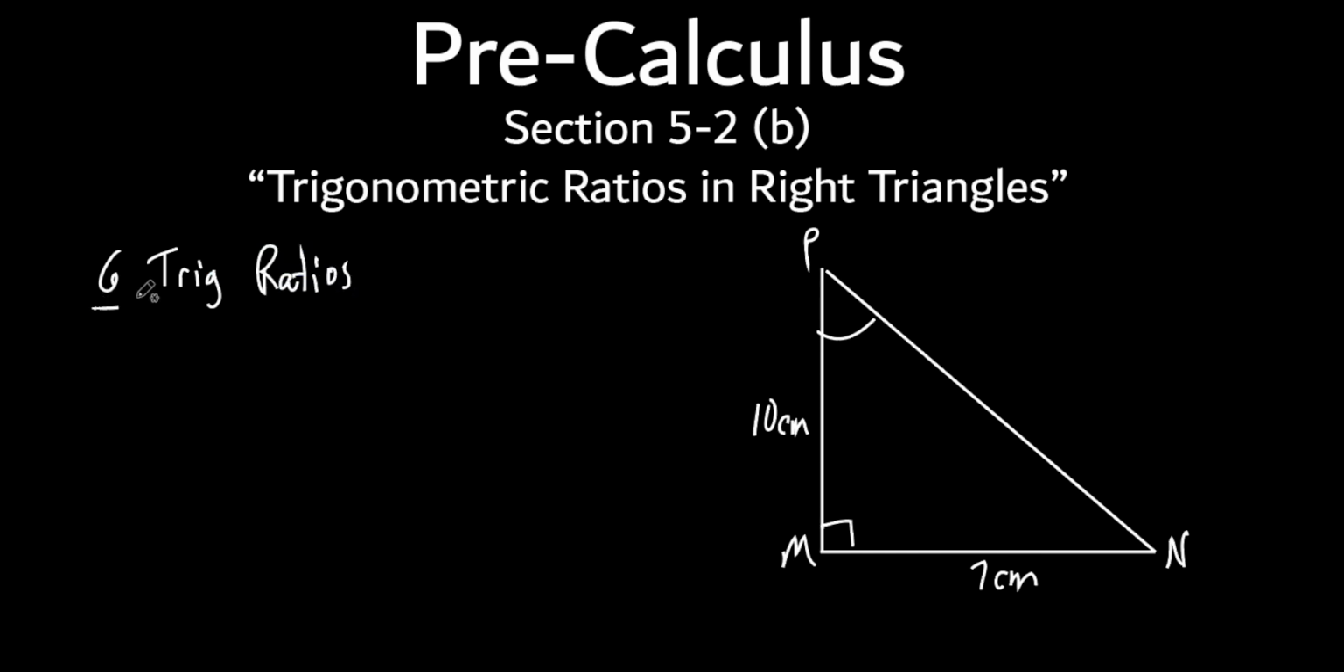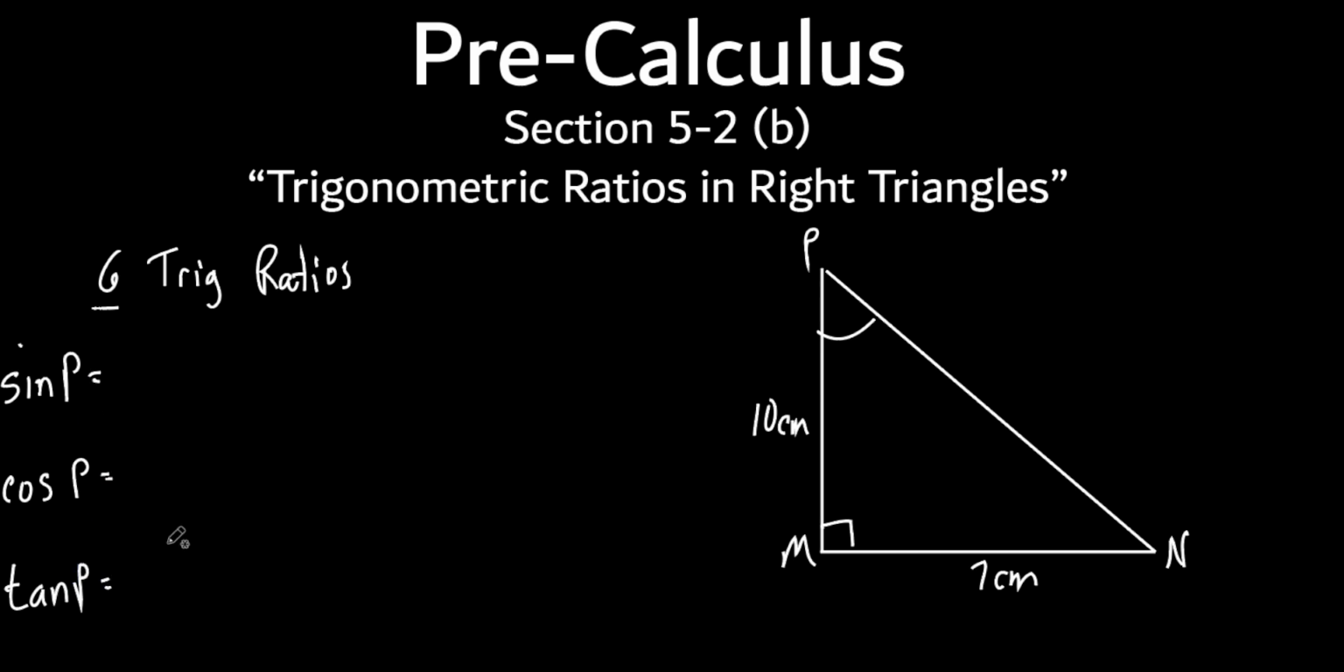What I'm really concerned about is the first 3. If you can get the first 3, then finding the other 3, which are inverse ratios, is a little bit easier to do it that way. So let's do the first 3. Let's go in order: sine, cosine, tangent, SOHCAHTOA, might as well go in that order. So I'm going to find the sine of P, the cosine of P, and the tangent of P.